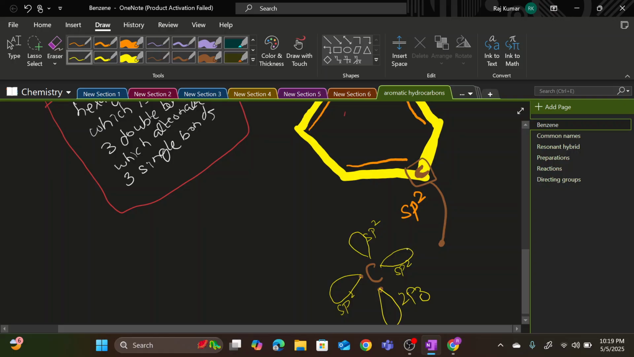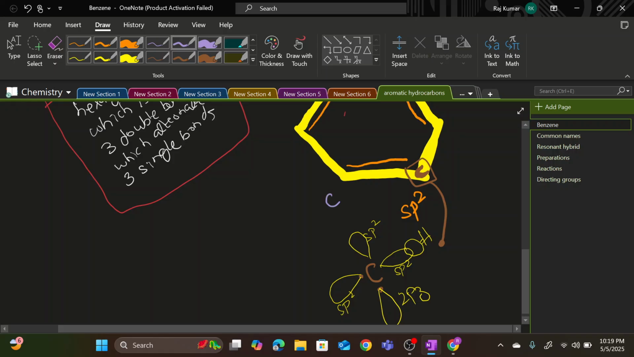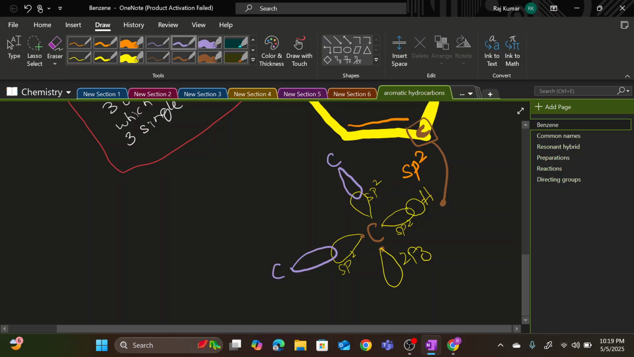So one sp2 hybridized orbital combines with hydrogen, another combines with another carbon, and another sp2 hybridized orbital combines with another carbon. And there's the 2pz orbital which is parallel, and that parallel orbital basically forms a pi bond.